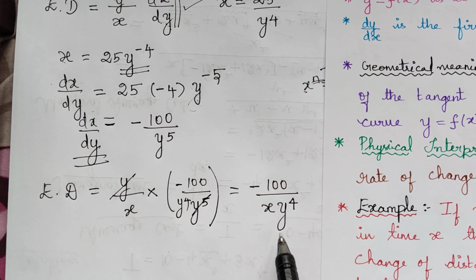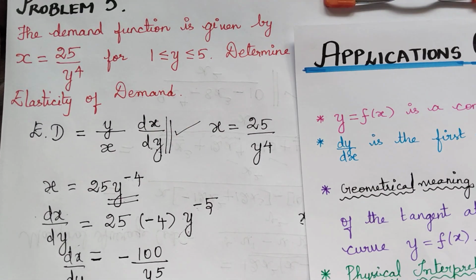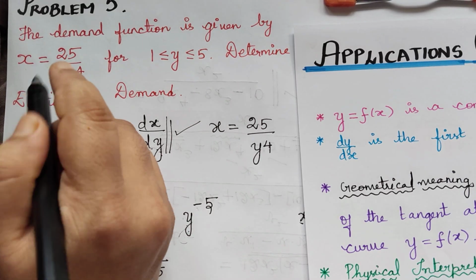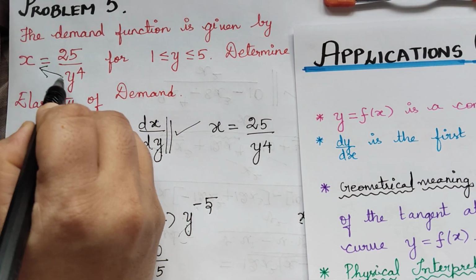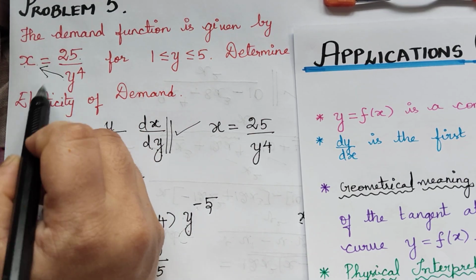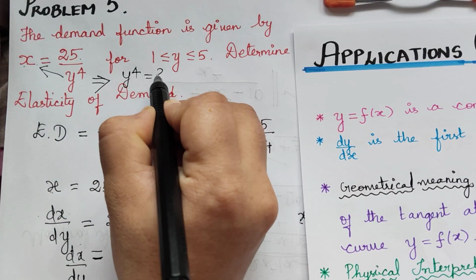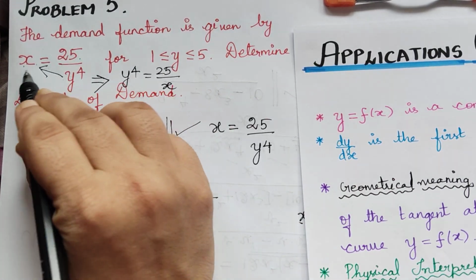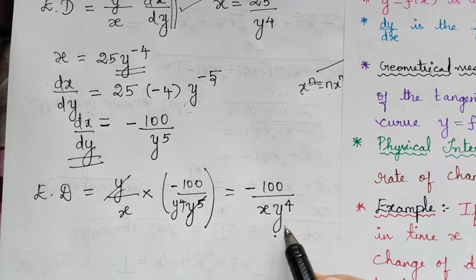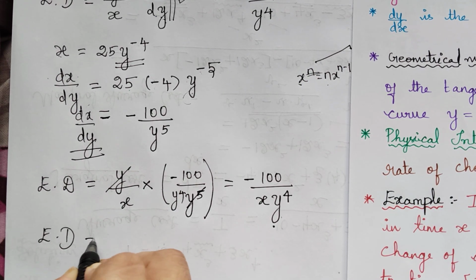Now what is y power 4? From the question we know that x is equal to 25 by y power 4. When we cross multiply, we get x multiplied with y power 4 equal to 25, and therefore y power 4 is equal to 25 divided by x, taking this x to the right. So y power 4 is 25 by x. We shall substitute that here.